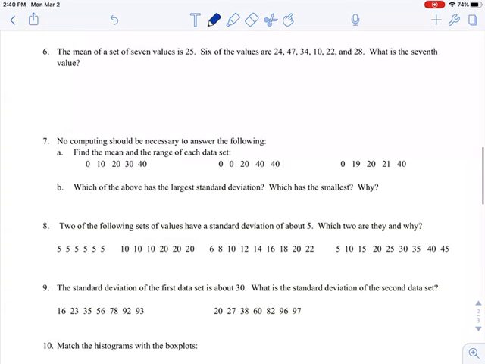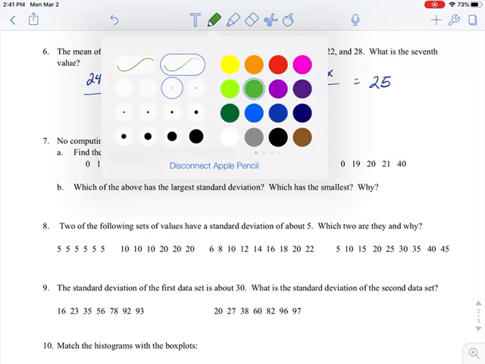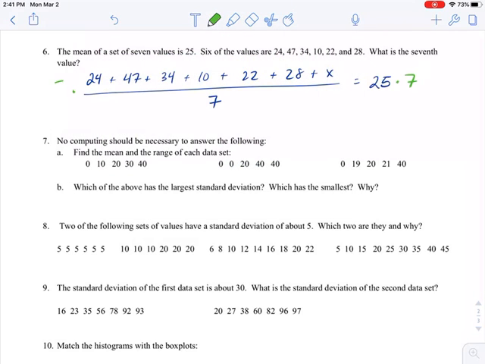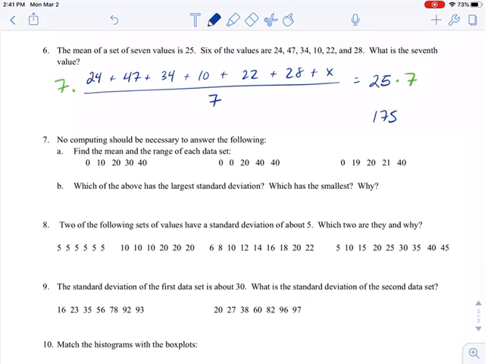Question 6. The mean of a set of 7 values is 25. 6 of the values are given. What's the 7th? So if I take 24 plus 47 plus 34 plus 10 plus 22 plus 28 plus some unknown value and divide by 7, it should equal my average of 25. So this is the toughest algebra we're going to do in this class. What we're going to do is multiply both sides by 7. And 25 times 7 is 175.